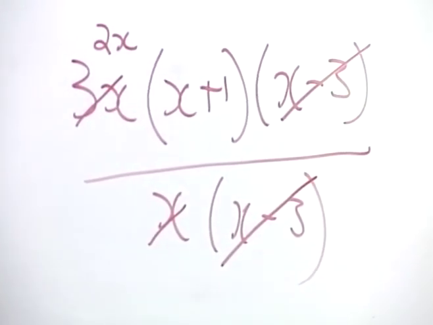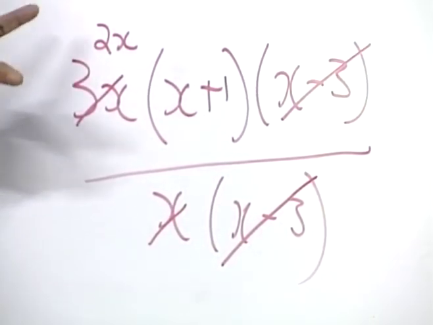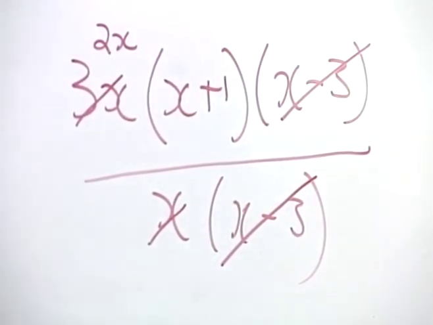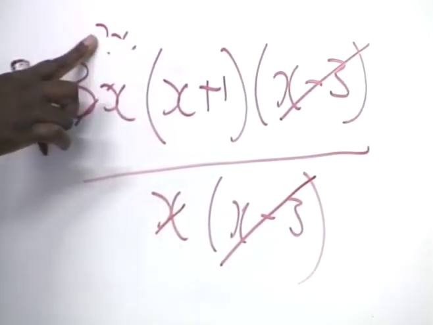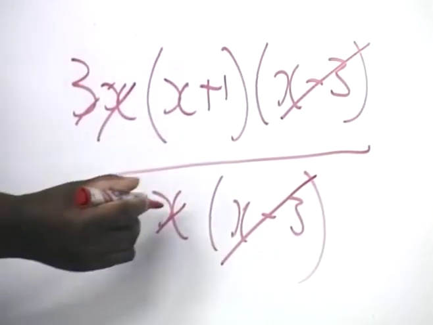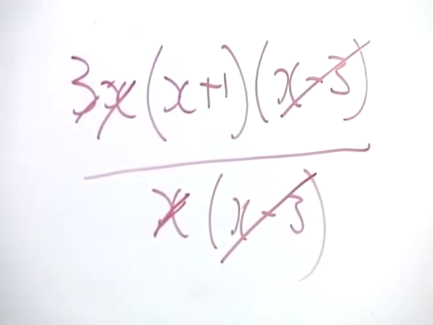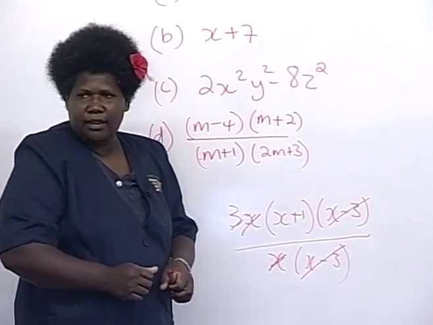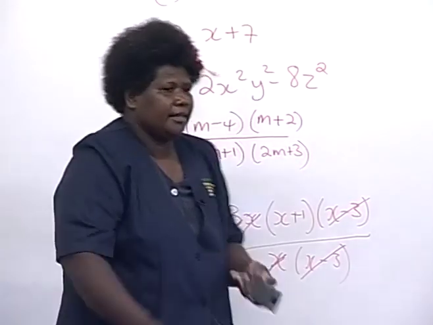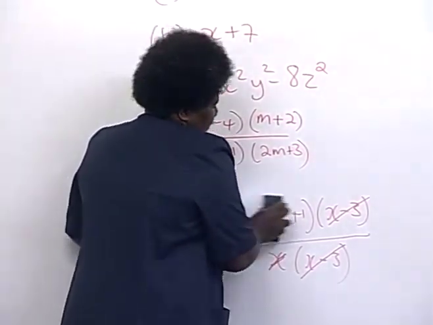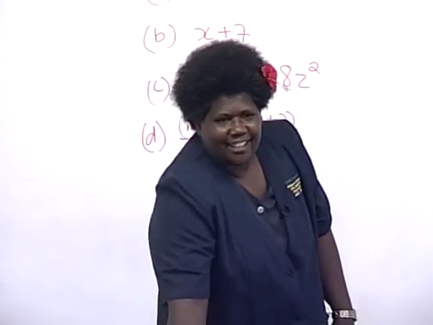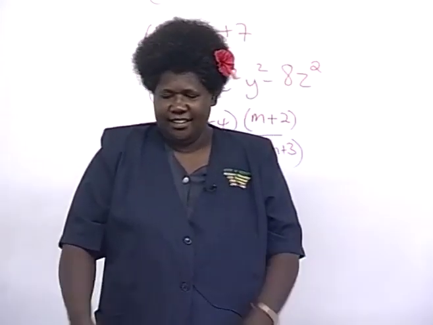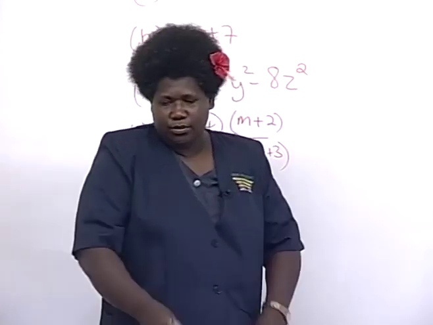Is that correct? Quite a few people in this class said the answer is 2x times x plus 1, which is wrong. You're in grade 11 and you don't seem to know how to cancel. You're supposed to cancel only x and x. The answer is supposed to be 3 times x plus 1. It's a 3-mark question. Okay, so that's the answer to letter D.